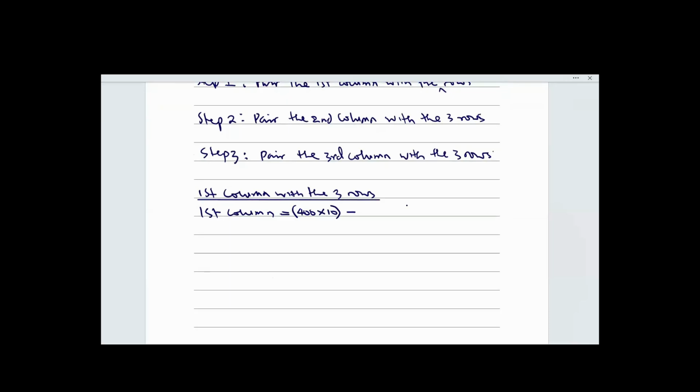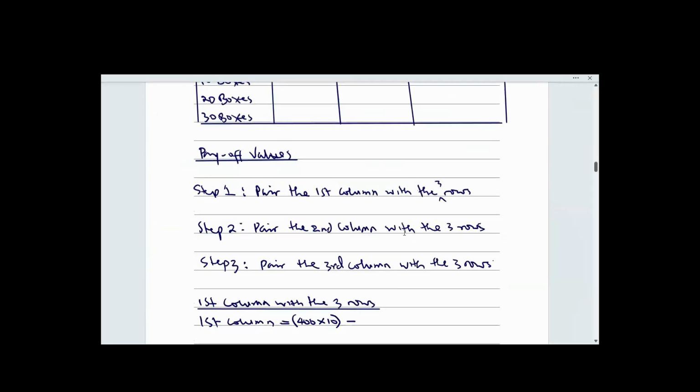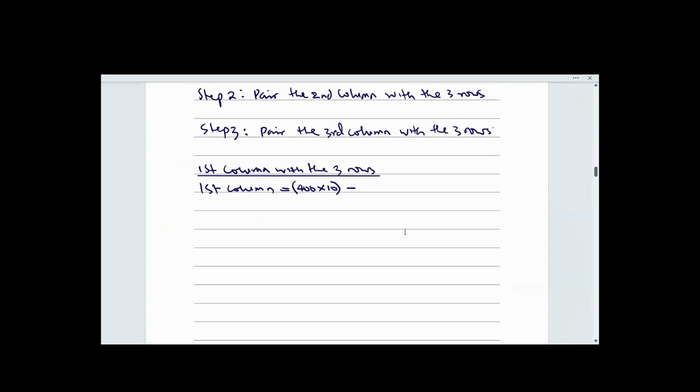All right, we want to determine profits for each payoff value. So to get profit, it is contribution minus cost. Let me put it here for you. Profit equal to contribution minus cost. Okay, so let's go back. So to now determine, we have determined for the first column where we want to deduct the first column from the 3 rows.